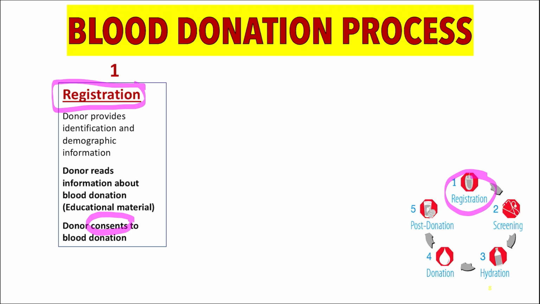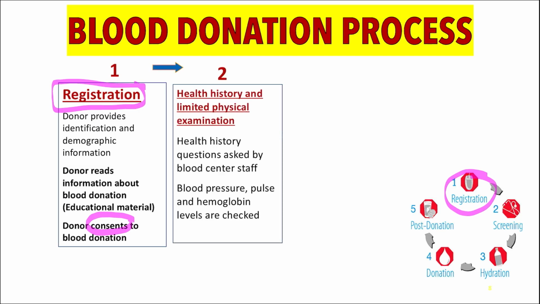So after the donor passes the registration process, there will be the health history and limited physical examination process. So meaning to say, health history questions asked by blood center staff. So usually this health history is already included in, again, the questionnaire. It's the standard questionnaire that we are using in the blood bank. So each blood bank has that questionnaire. Okay, and also taking the vital signs like the blood pressure, the pulse, and hemoglobin levels of the donor.